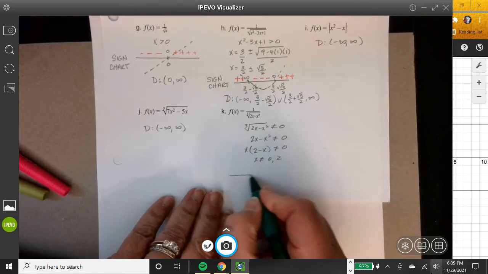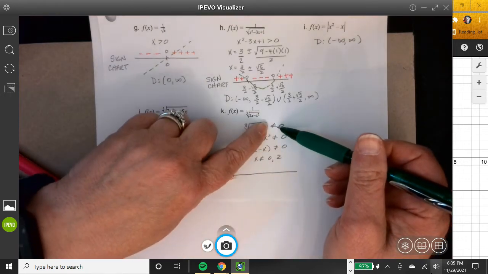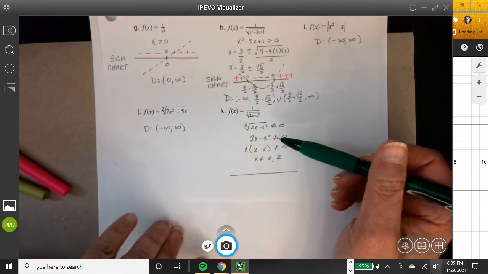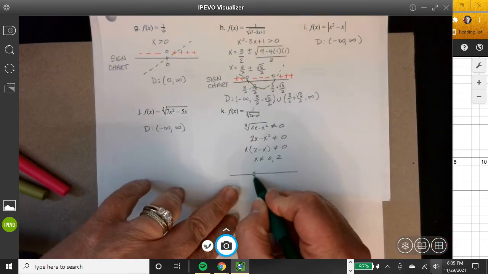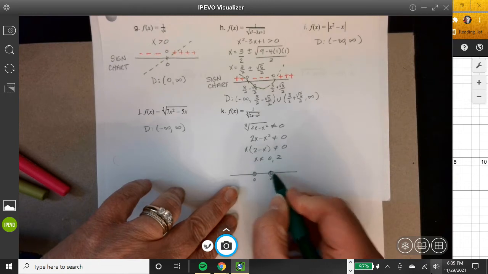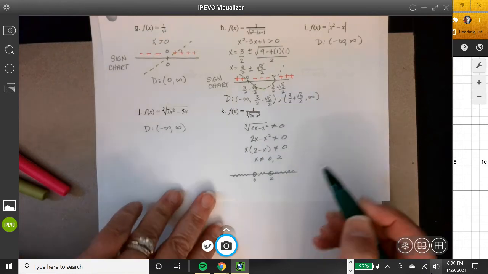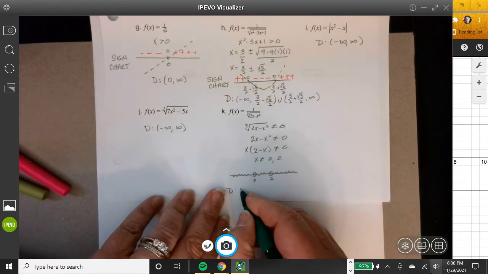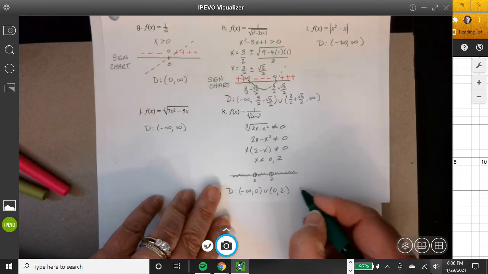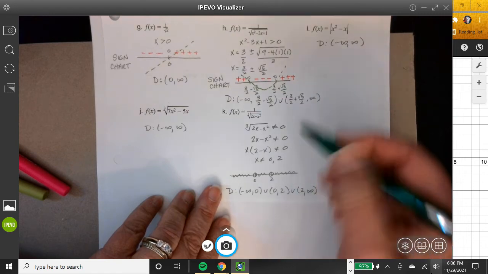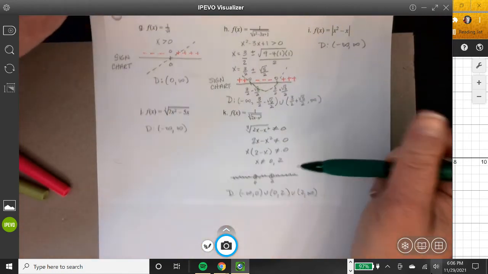So let's do our number line. Now, I don't do a sign chart on inequalities where this is not equals. I do a number line. So this is 0, can't be 0, and it can't be 2. But in the denominator, it can be any other number. So the domain here is negative infinity to 0 in union with 0 to 2, in union with 2 to infinity. Now, you notice this is not equals. That requires a number line.